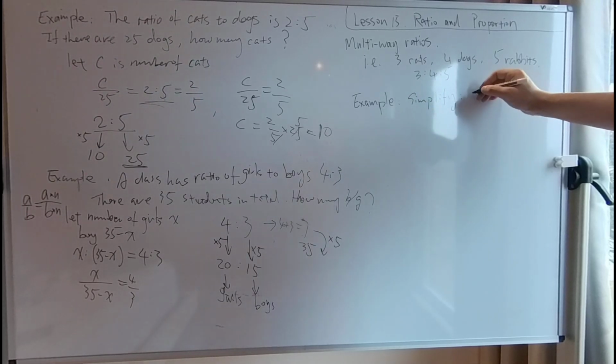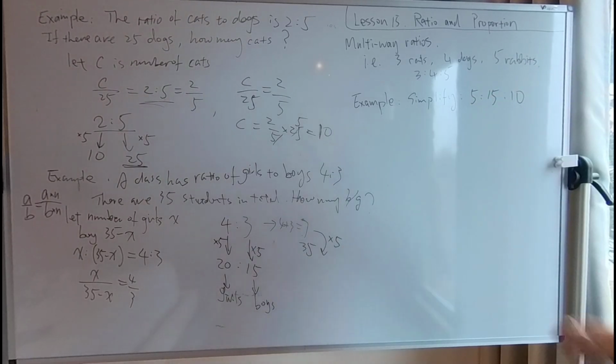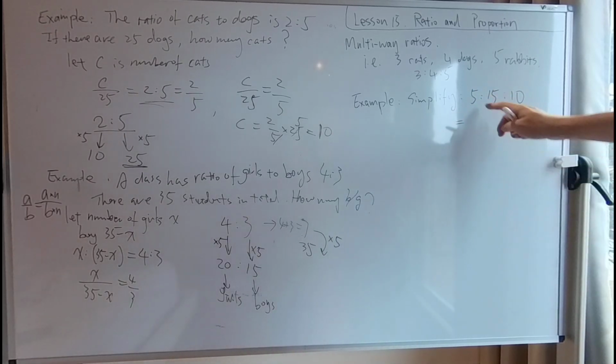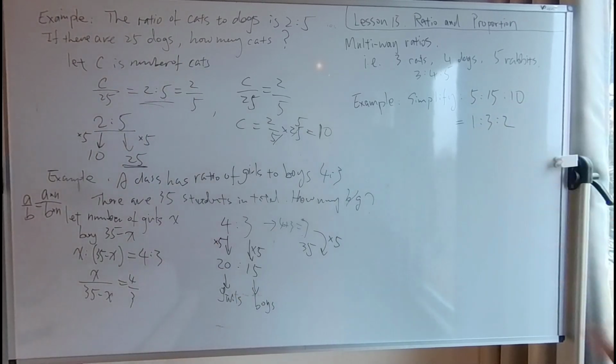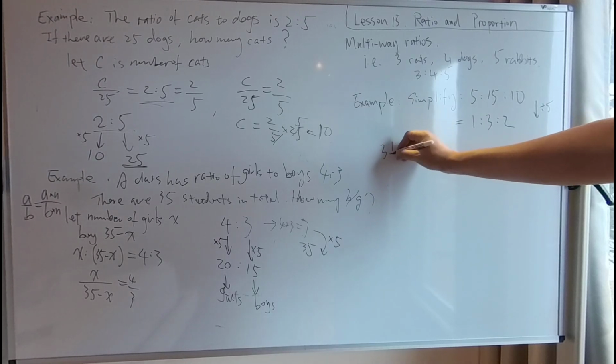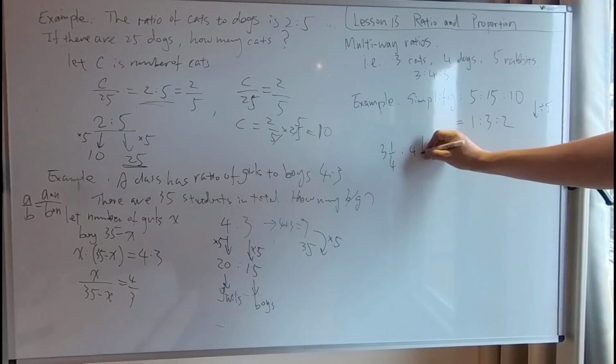For example, if I want to simplify 5 versus 15 versus 10, observing that number 5 is a common factor of each of the numbers. So if I divide every number by 5, I will get 1 versus 3 versus 2, right? And then there are no further common factors. So I can simplify the multi-ratios the same way. And not only for whole numbers, if my multi-ratio is fractions, I can do the same thing.